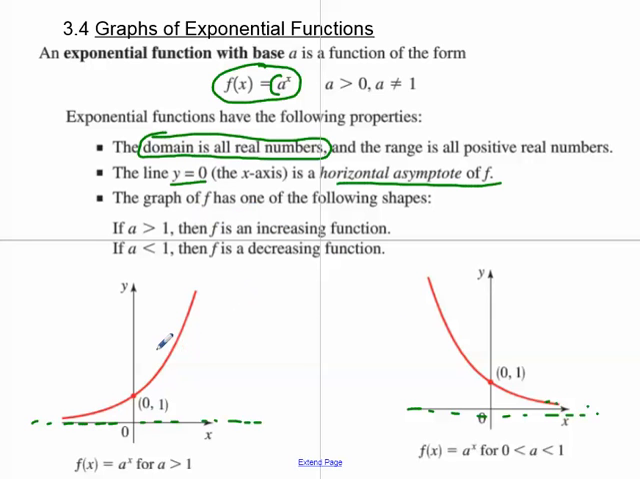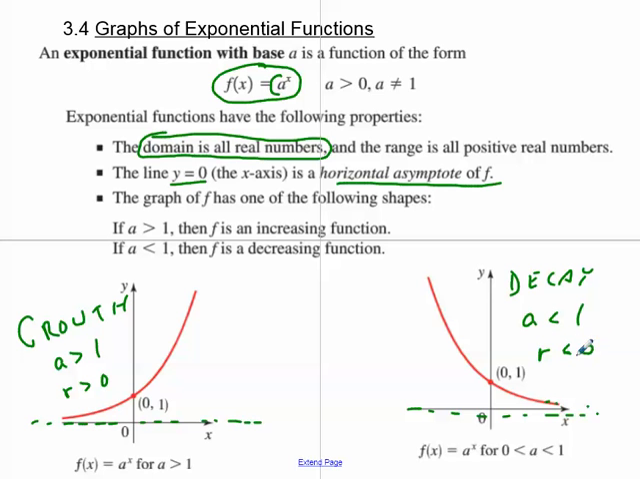And we've got one of the following shapes. Either we've got growth when a is greater than 1, or r is greater than 0. And over here we've got decay, because a is less than 1. Every time we move forward, we're multiplying by something that's smaller than 1 to get us smaller, and therefore r is less than 0 also, because a and r are related. So essentially there's our graphs of what exponentials look like.